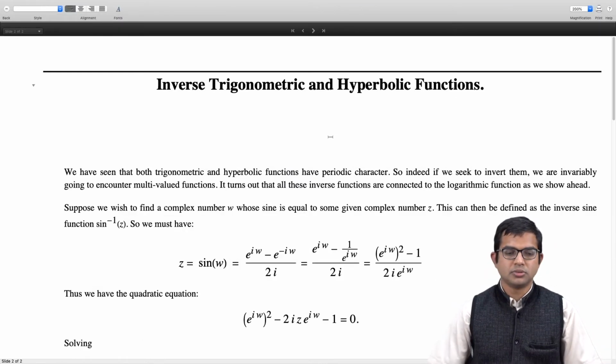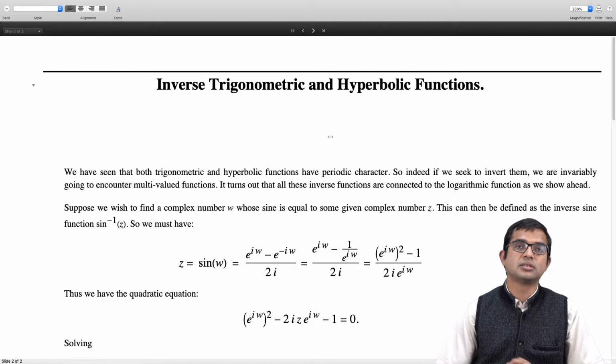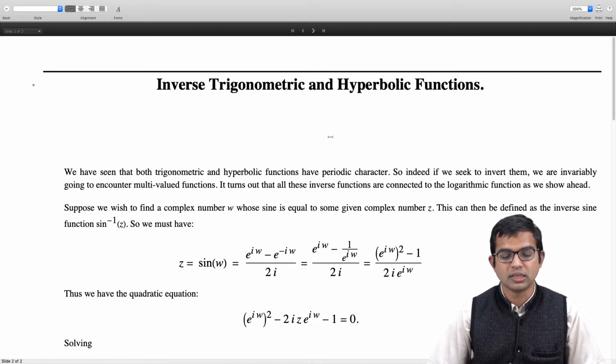Okay, so suppose we want to invert the sine function. So in other words, we wish to find a complex number w whose sine is equal to some complex number z, right? So we want to find sine inverse of z, right? So we can call this sine inverse of z, right? So we are interested in finding a w such that sine of w is equal to z, right?